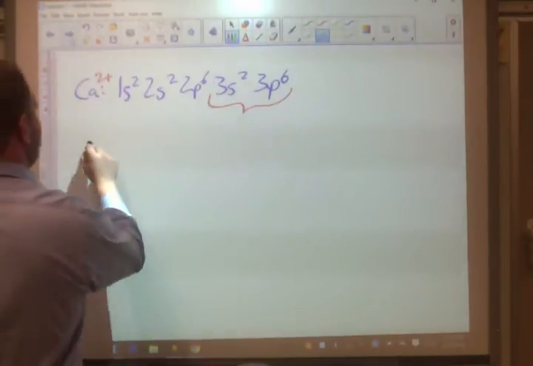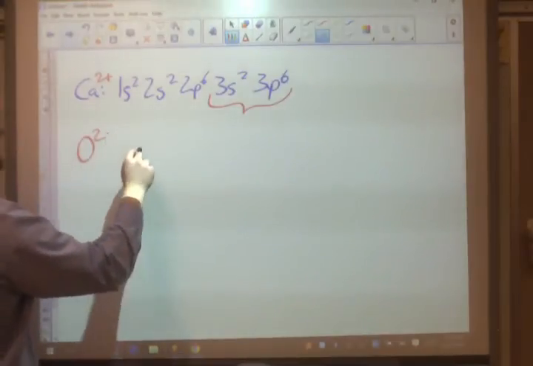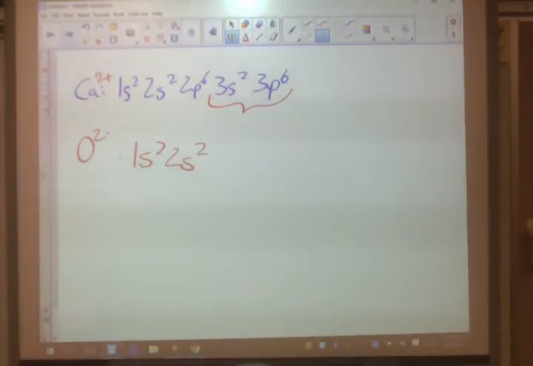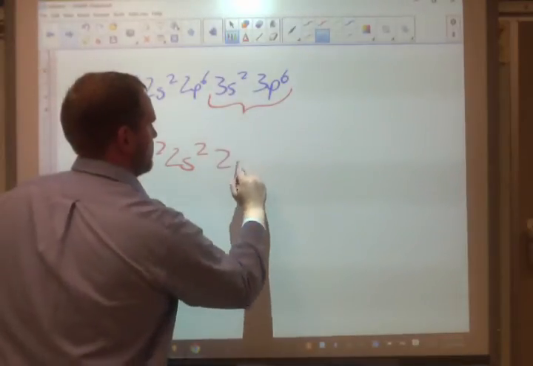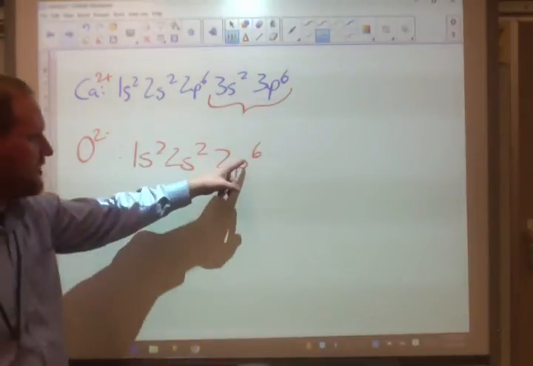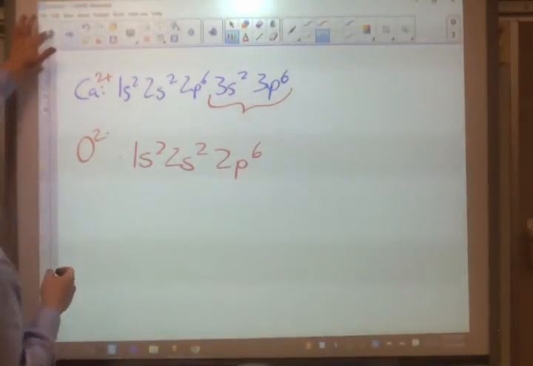My other example is going to be oxygen ion. That's going to be O2-. So it's going to look like this. 1s2, 2s2, 2p6. Oxygen normally ends in 2p4, but I'm going to add 2 more electrons.